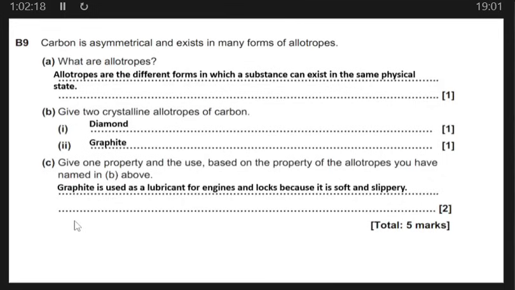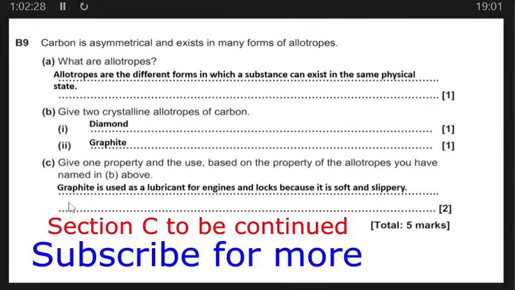It has free mobile electrons, or you can say graphite is used in the manufacture of pencils because graphite is soft. When it is mixed with other substances, they can make the pencil. Diamond, it is hard. It is used for cutting. It also has a good appearance, so it is used in jewelry. So you could have said those.